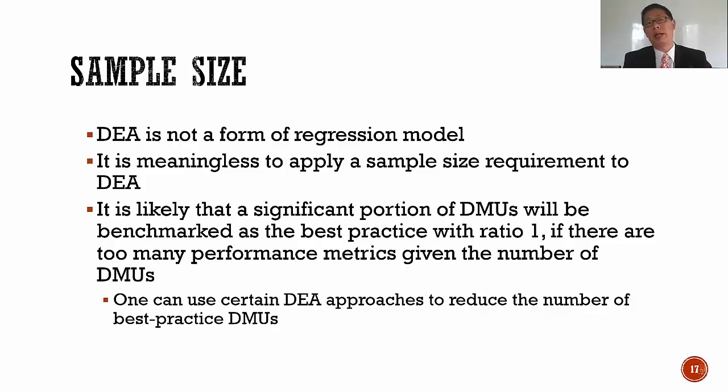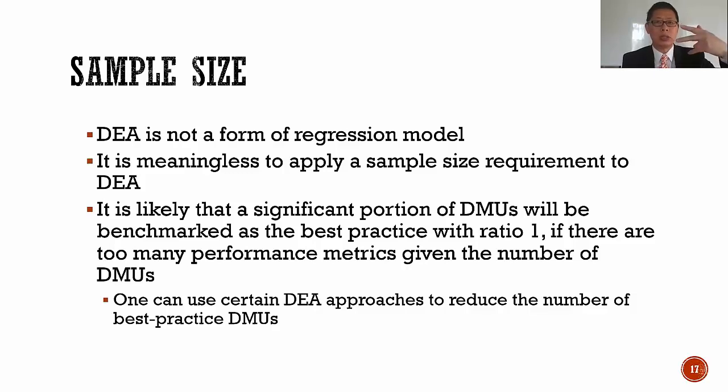Let's say you only have 5 bank branches in a certain region and you want to do a benchmarking study, and you tell me that, well, there's only 5 banks, the sample size is too small, I cannot do it. Maybe you cannot do it with a regression model, but in DEA you still can do it. The other issue that I often hear is that there's only 5 DMUs, and sometimes you may have too many inputs and outputs and end up with all 5 efficient.